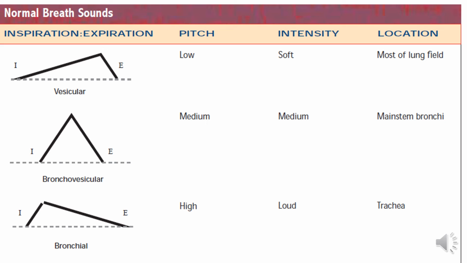In vesicular breath sounds, if you see the inspiration expiration ratio, the inspiratory ratio will be more than the expiratory ratio. The pitch will be low, the intensity will be very soft, and we can hear this vesicular sound over most of the lung field. Coming to the next breath sound, the bronchovesicular: the inspiration and expiration ratio is almost equal. The pitch will be medium, the intensity will be medium, and the location where we can hear this bronchovesicular sound is the main stem bronchi.